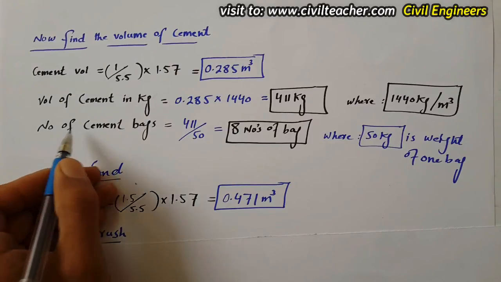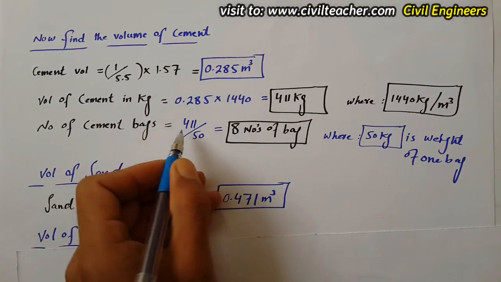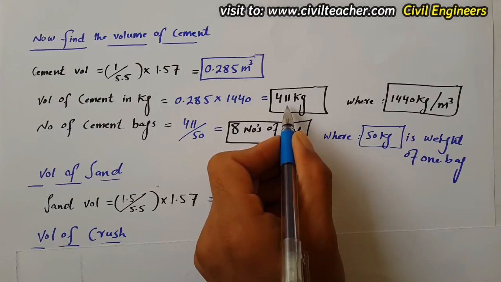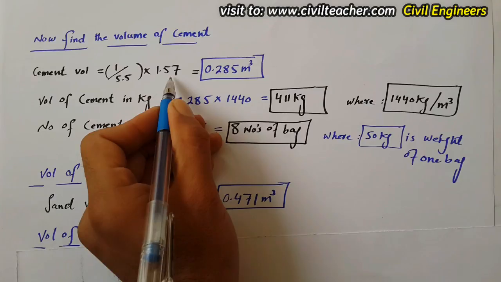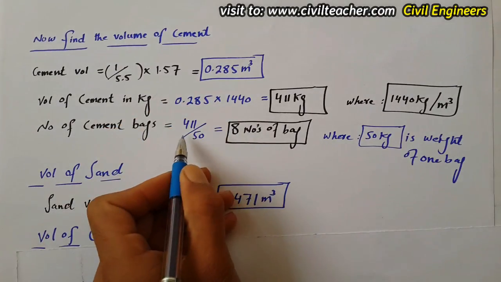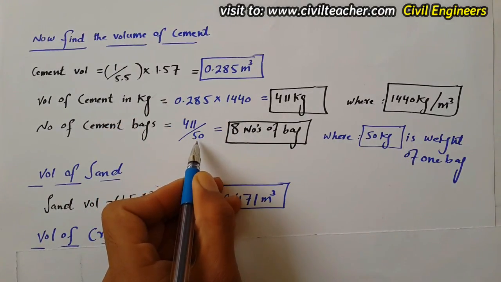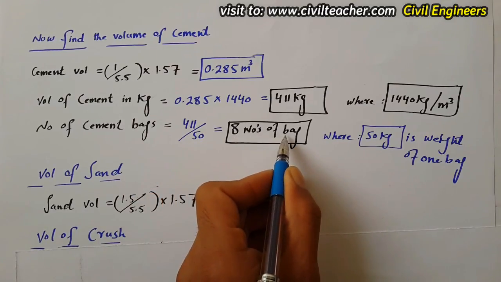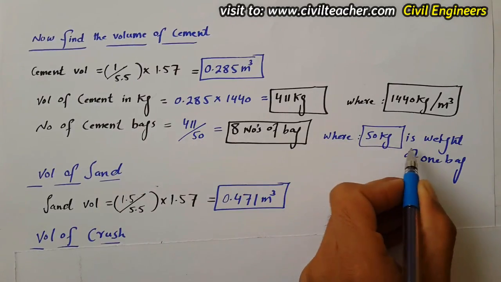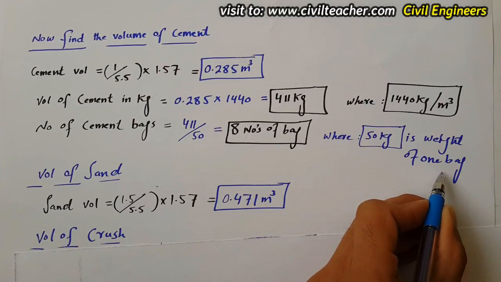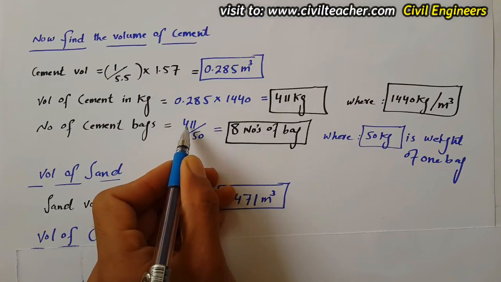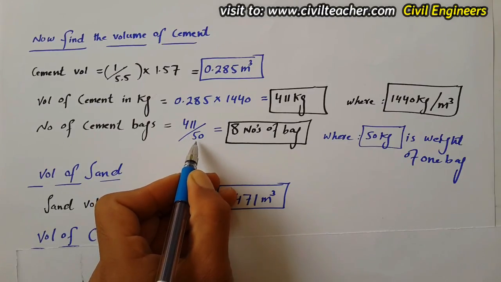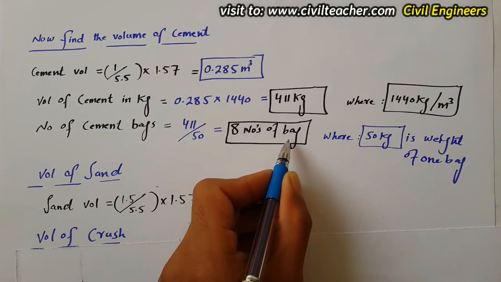Now the number of cement bags we require. 411 kg cement is required for 1.57 meter cube. So 411 divided by 50 will give us 8 bags. What is 50? 50 kg is the weight of one cement bag. So total kg divided by 50, one bag weight, will give us 8 bags.